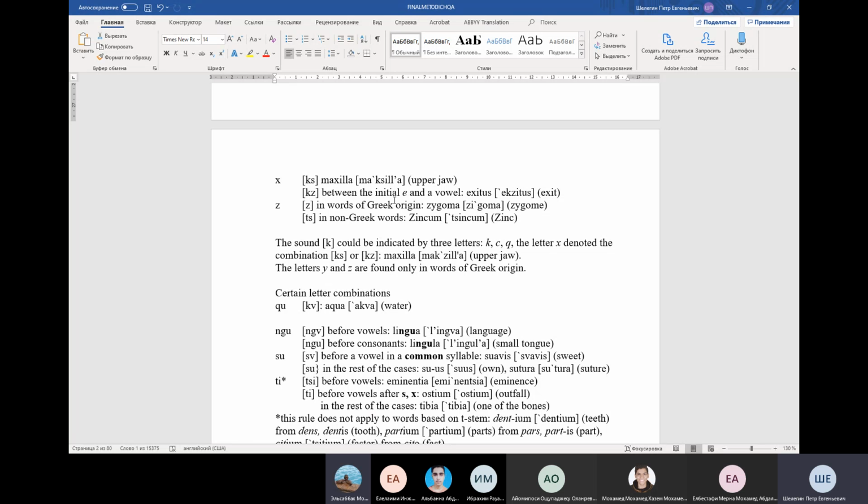So to read the zeta correctly, you better know about the origin of the given word. The general rule is, for example, the names of the stones, like zirconium, and the names of the chemical elements, like zincum, were derived not from the Greek language, they are originally Latin. Also mind that the letters Ypsilon and Zeta are found only in words of Greek origin.